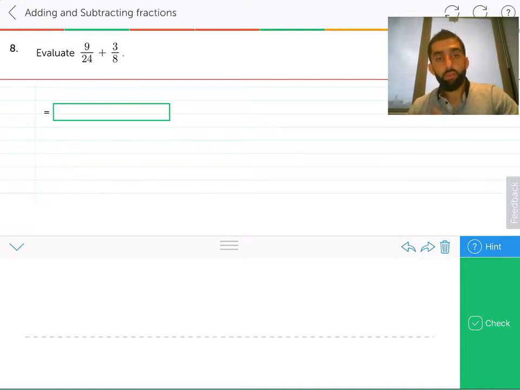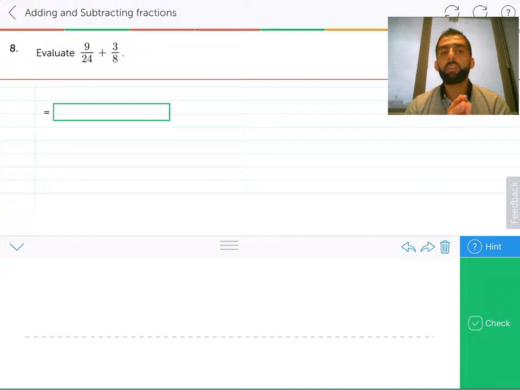Mathspace is a digital maths tool. It's a comprehensive digital maths tool that effectively replaces your textbook and replaces any kind of digital platform that you may have used in the past. And today I want to take you through just one particular question on Mathspace, and every question on Mathspace is done in a similar way.